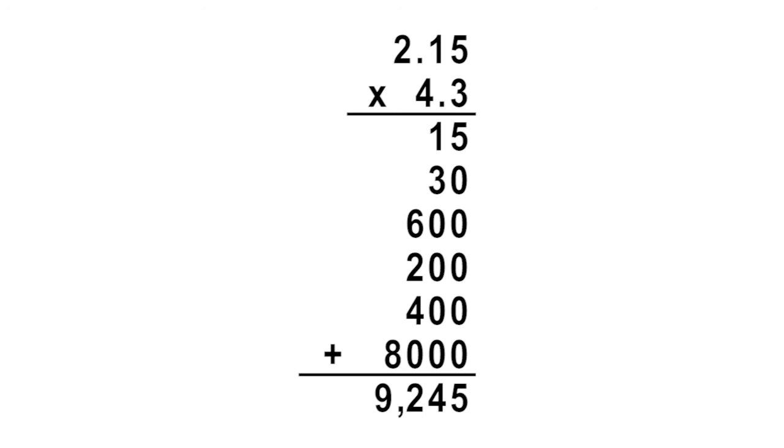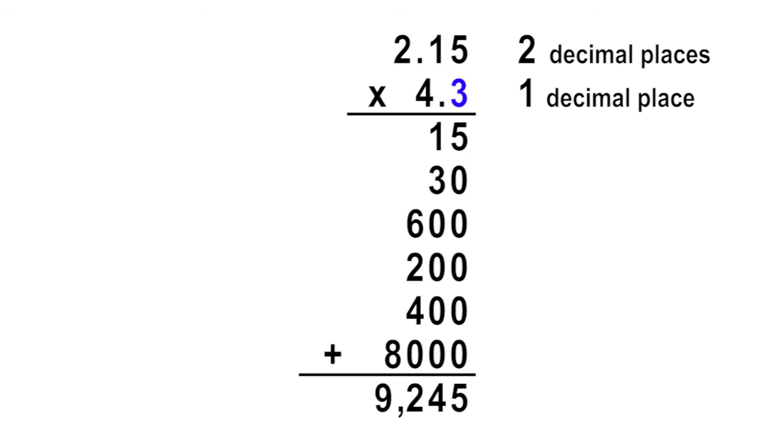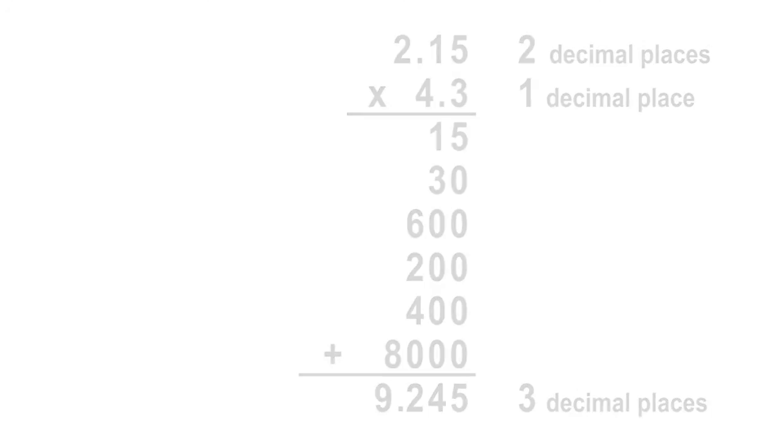9,245. Since our original factors are decimals, we need to total up the number of decimal places in our factors to know the number of decimal places for our product. 2 and 15/100 has 2 decimal places, and 4 and 3/10 has 1 decimal place. 2 plus 1 is 3. Therefore, our product will have 3 decimal places. Our final answer is 9 and 245 thousandths.